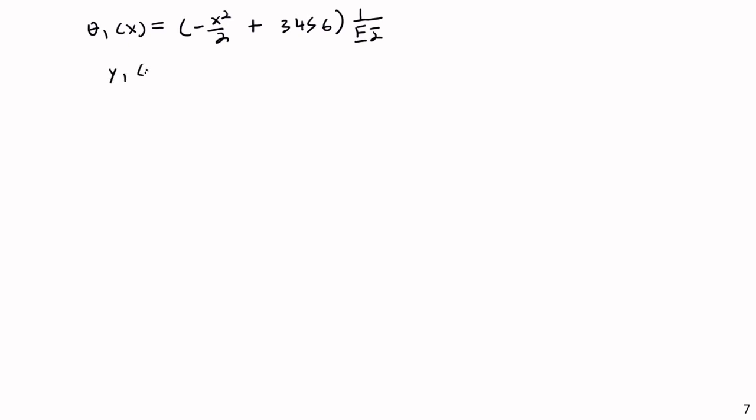Y1 as a function of x is equal to negative x to the third over 6 plus 3,456 x, again times 1 over EI. So we now have our first span completely solved for. And in the second span, I'm going to use the first span's equations to get my boundary conditions for the second span. So next, let us analyze the second span.